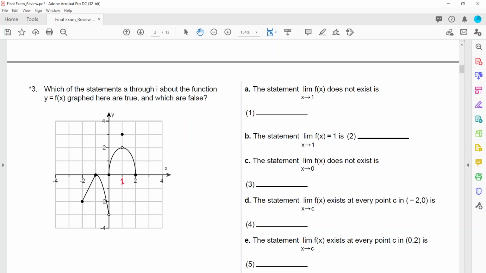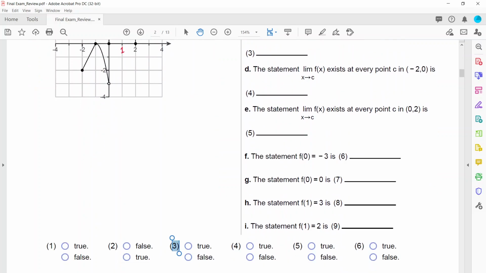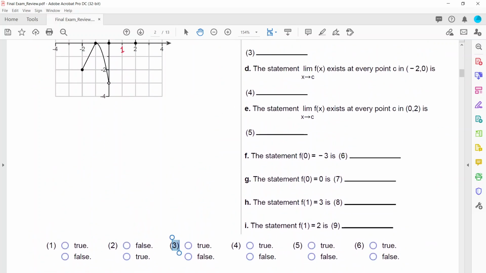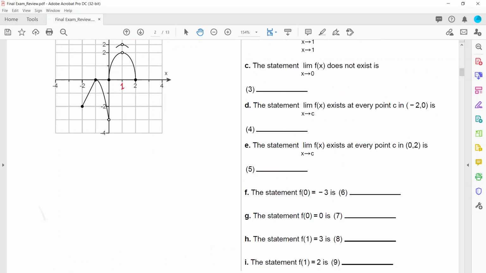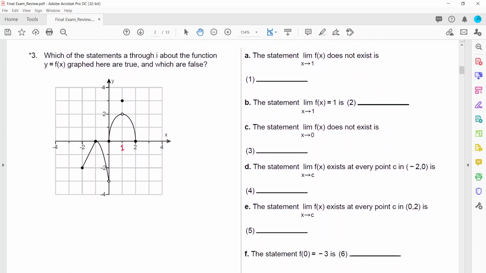It's false. So we need to find out which one is... so this one is false. Okay, for part B, the limit of the function when x approaches 1 is 1, but by looking at this graph you can see that when x approaches 1 from left and right, the graph is approaching 2, so this is also false. Okay, false.